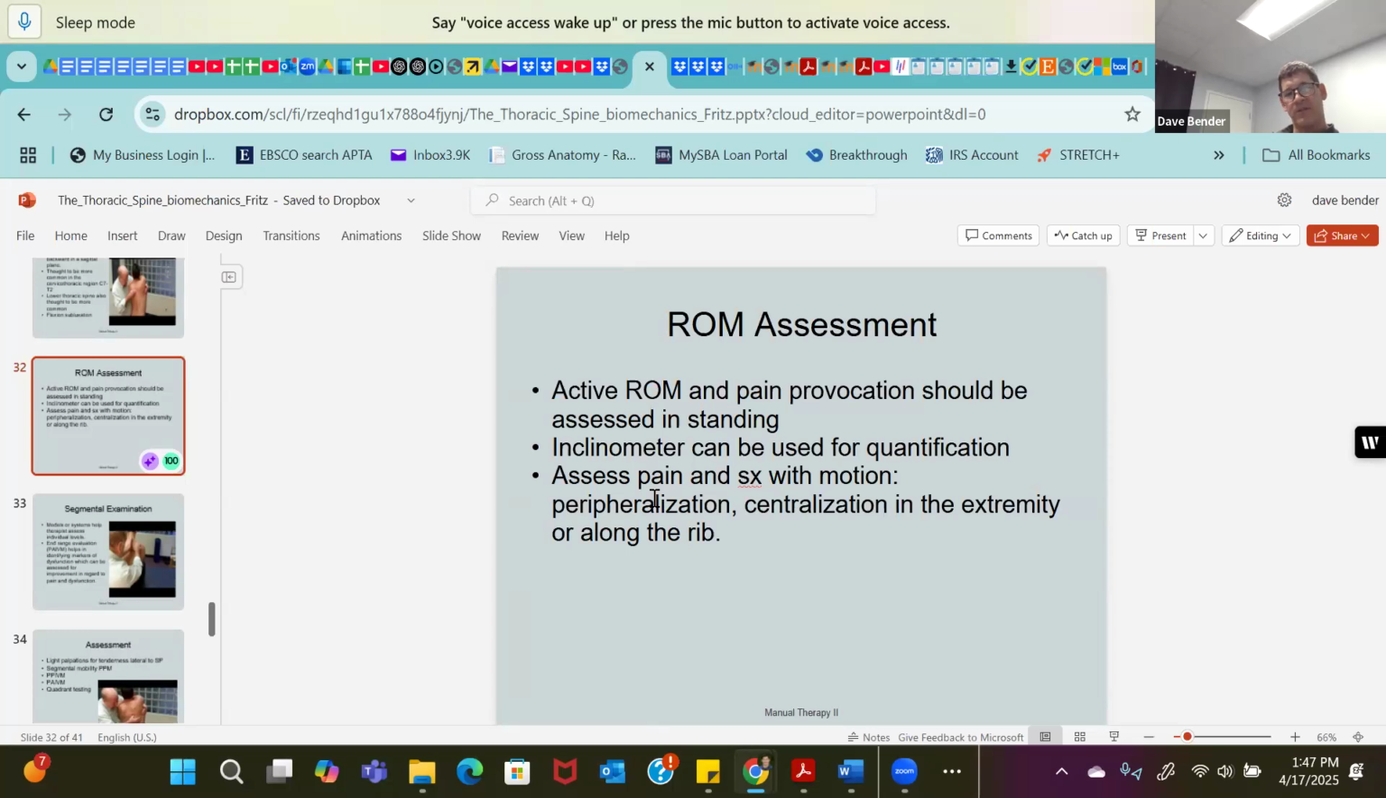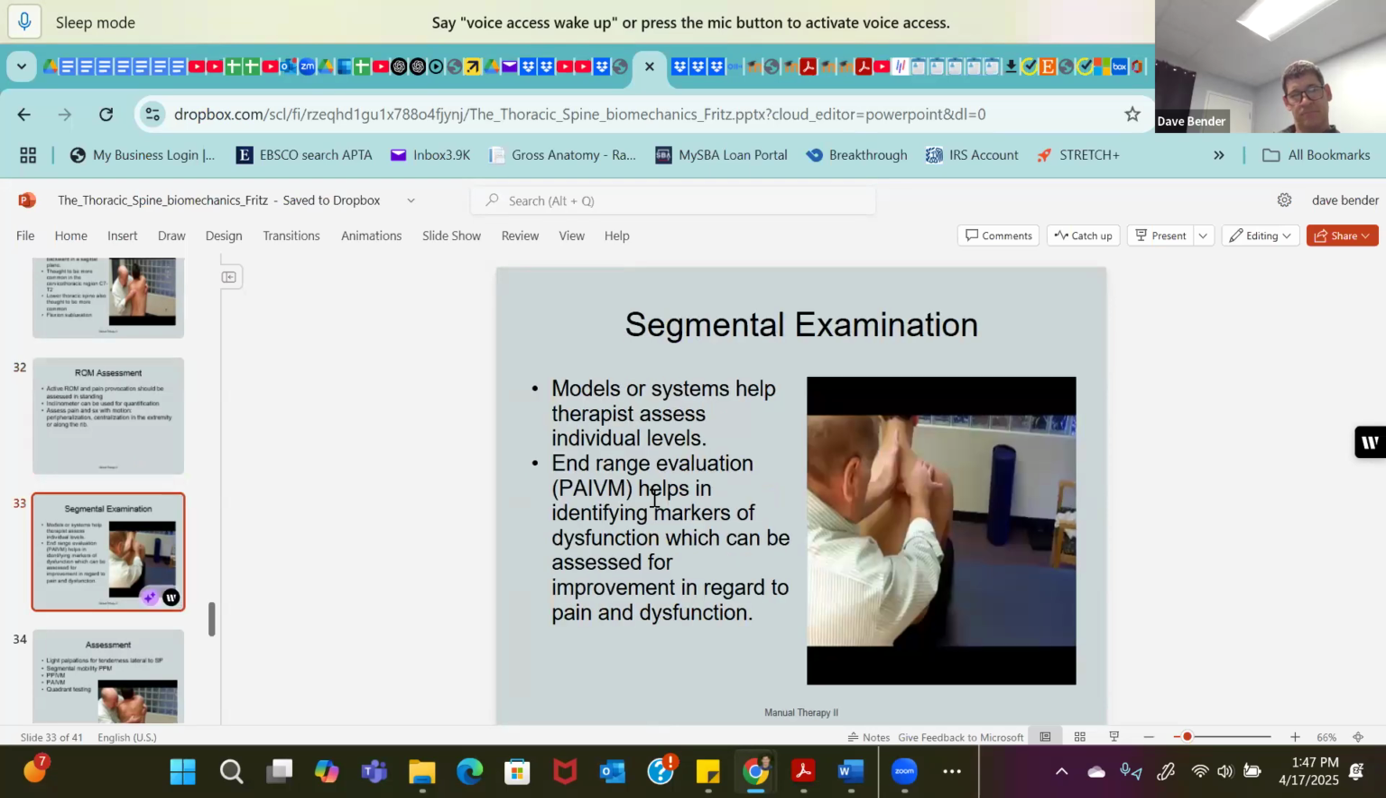So that becomes very important to me, to see, okay, what's the low-hanging fruit for this individual? How can I get him better faster? Models and systems help therapists assess individual levels. End range evaluation, we talk about PIVMs and PABs, identify these markers of dysfunction, improve pain and dysfunction.